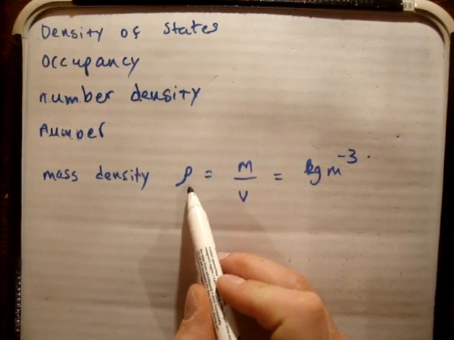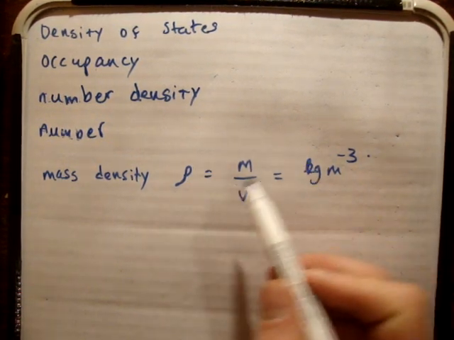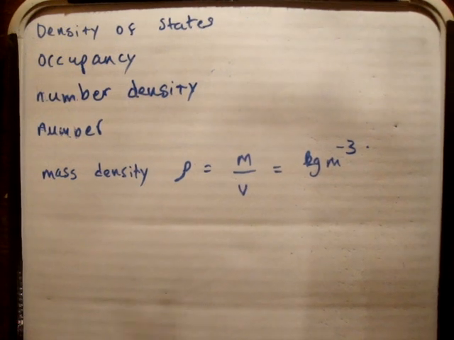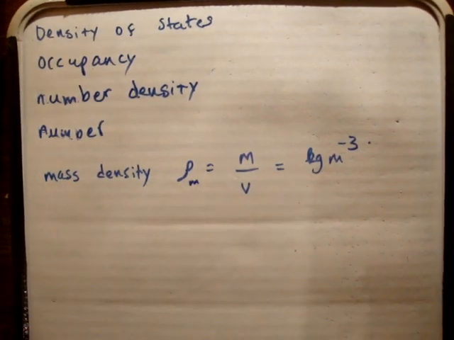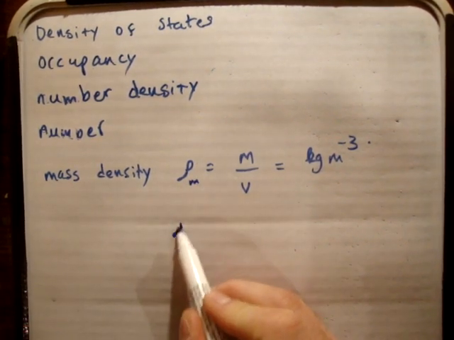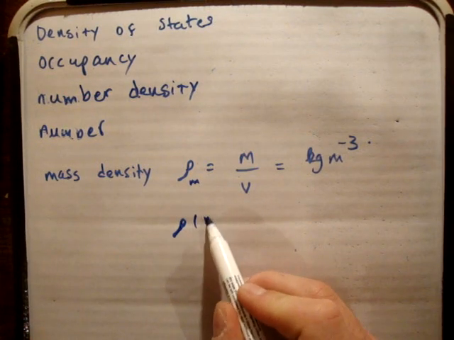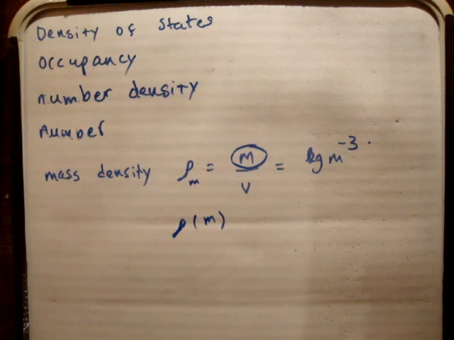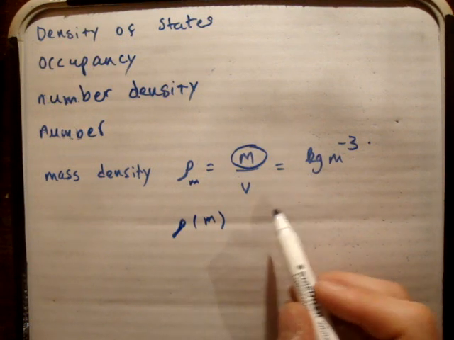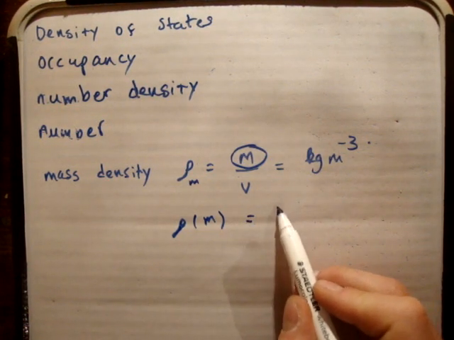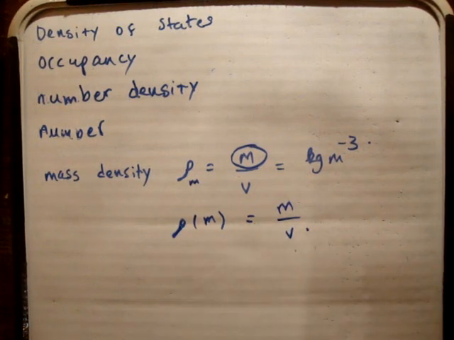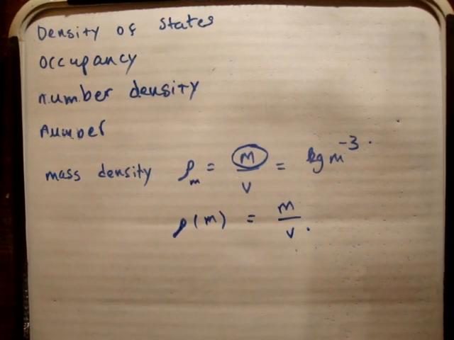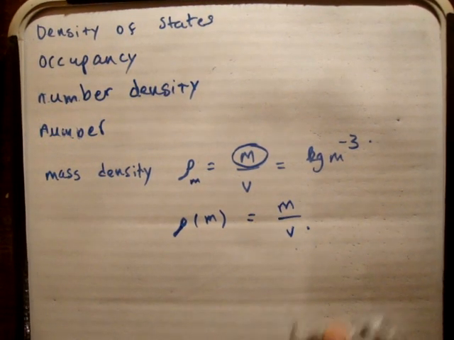So you might say, let's make it distinct from other forms of density, and we might say it's rho sub m. But how about instead of saying rho sub m, we say it's rho of m, rho function of m. In other words, the variable upon which it depends is mass. So you might say that rho of m is equal to m over V. So that is the mass density, the amount of mass per unit volume.